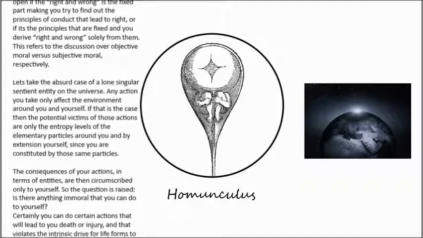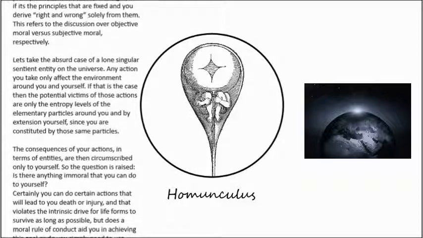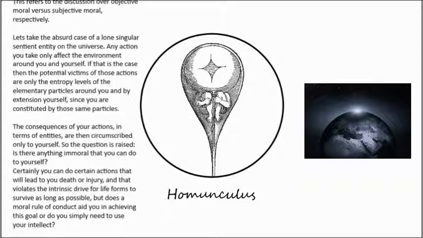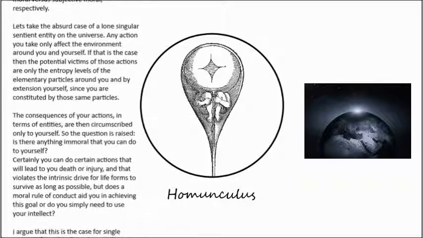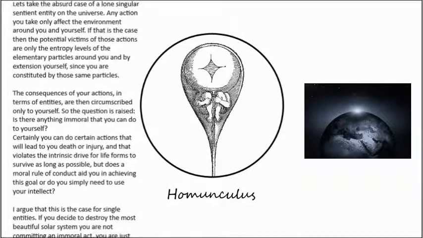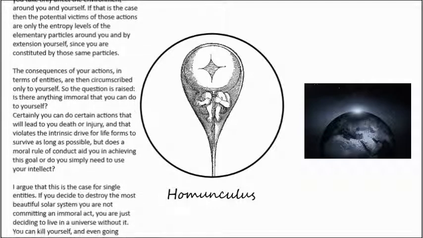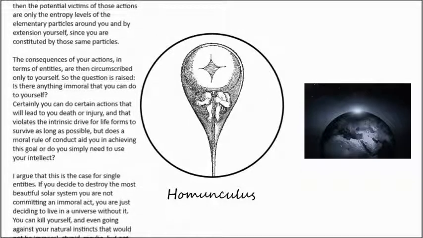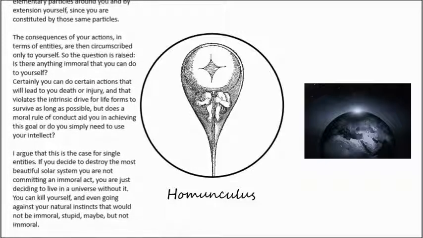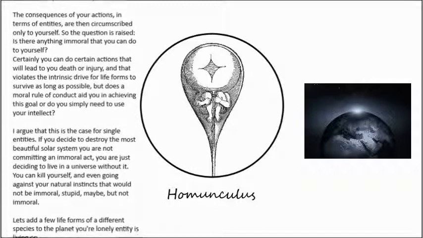Certainly, you can do certain actions that will lead to your death or injury, and that violates the intrinsic drive for life forms to survive as long as possible. But does a moral rule of conduct aid you in achieving this goal, or do you simply need to use your intellect? I argue that this is the case for single entities. If you decide to destroy the most beautiful solar system, you are not committing an immoral act. You are just deciding to live in a universe without it. You can kill yourself, even going against your natural instincts, and that would not be immoral. Stupid maybe, but not immoral.